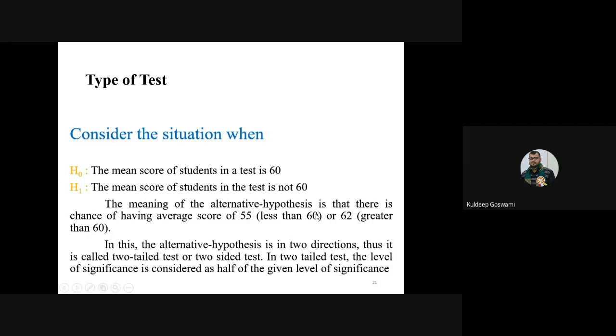Consider a situation where the null hypothesis is that the mean score of students in a test is 60, and the alternative hypothesis is that the mean score of students in the test is not 60. Mean score of students in a test means there is one sample. So in that case, we can use a one sample t-test.